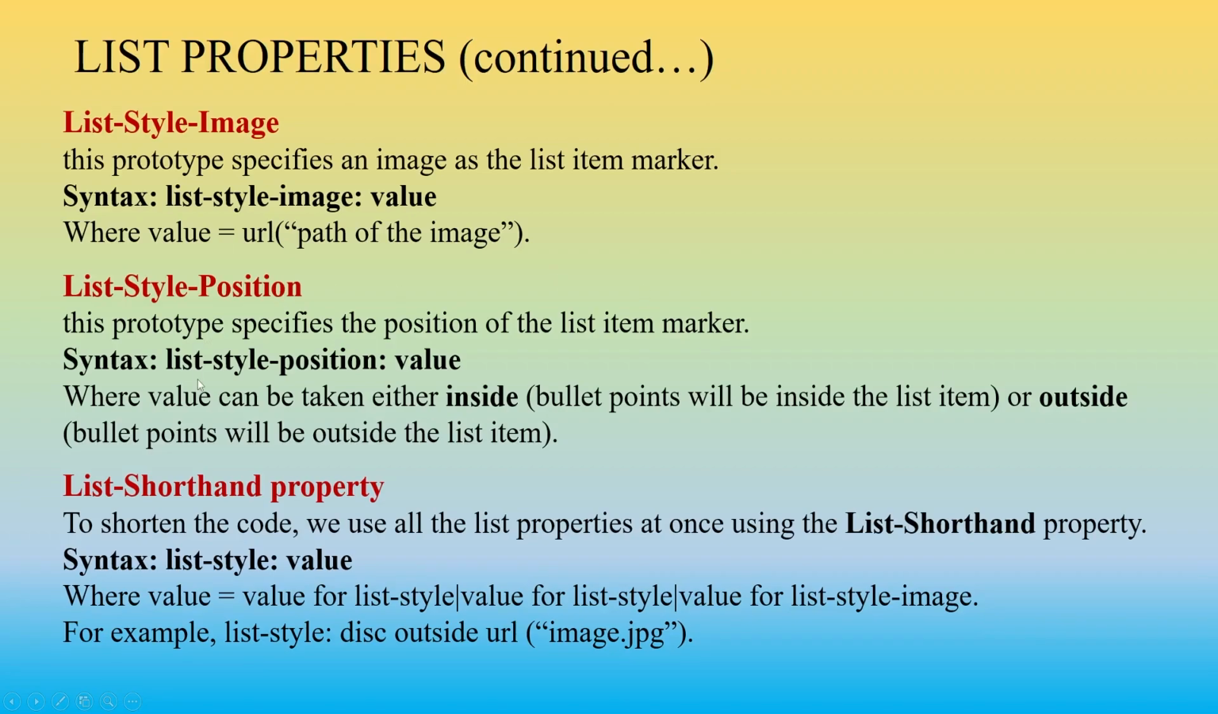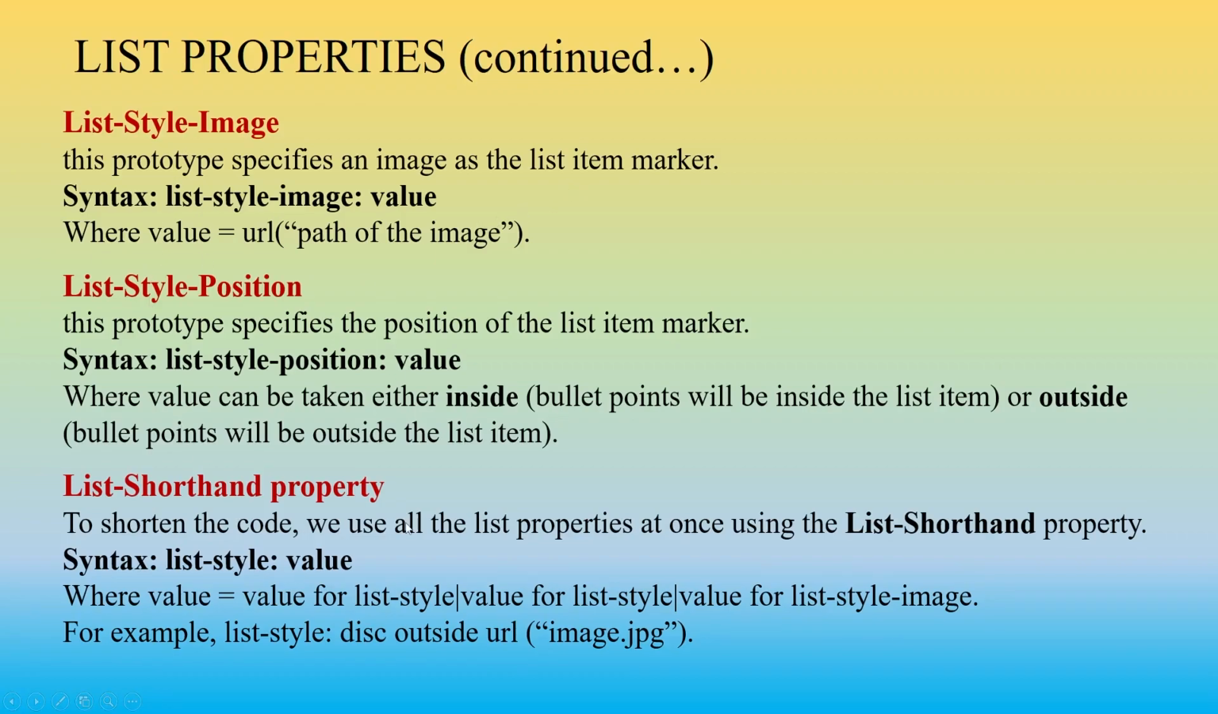Now let's check where the value can be taken either inside, that is, bullet points will be inside the list item, or outside, where bullet points will be outside the list item. I will request you to try both of these separately in the same program with at least 2 to 3 items. Next is the shorthand property.